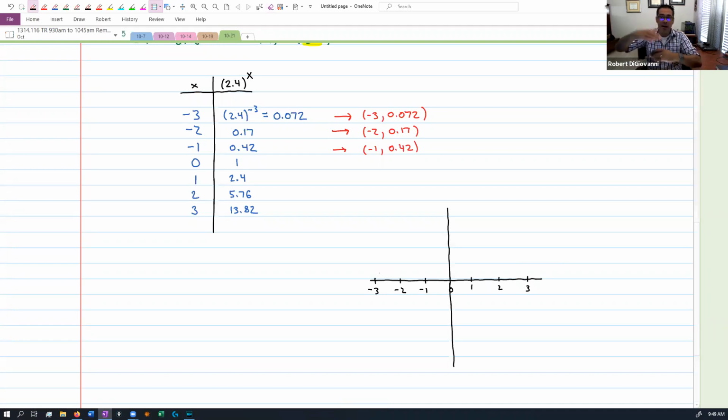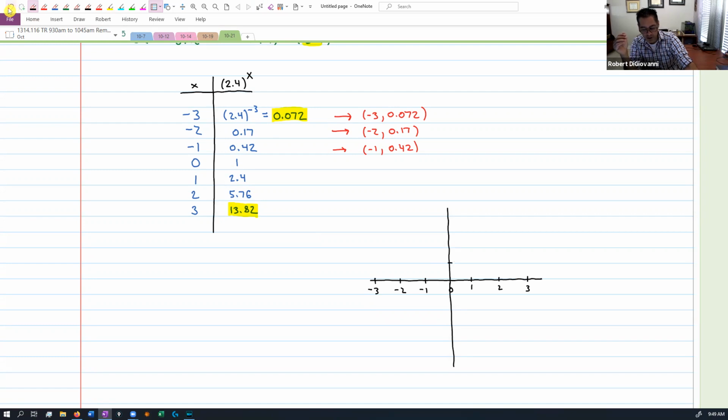Now, what about the up and down? What I suggest you do is look at these values, okay? You're going to have a very, very small value that's positive, and then the biggest value we get is 13.82. So I need to make sure that my y-axis goes up high enough to 13.82. I don't want to count by 1s, because if I do that, I'll be way off my graph. I'll go way up there. I don't necessarily want that.